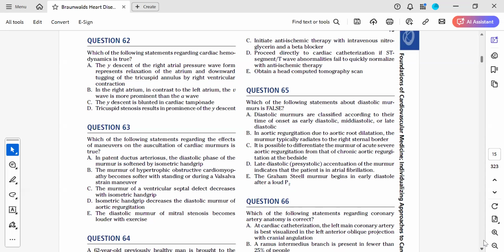Option B says in the right atrium, in contrast to the left atrium, the V wave is more prominent than the A wave. So I searched the literature. One literature said they are the same, that the V wave in both the right atrium and the left atrium are the same. But the answer in Braunwald's said this is the correct answer, that the V wave in the left atrium is more prominent than that in the right atrium.